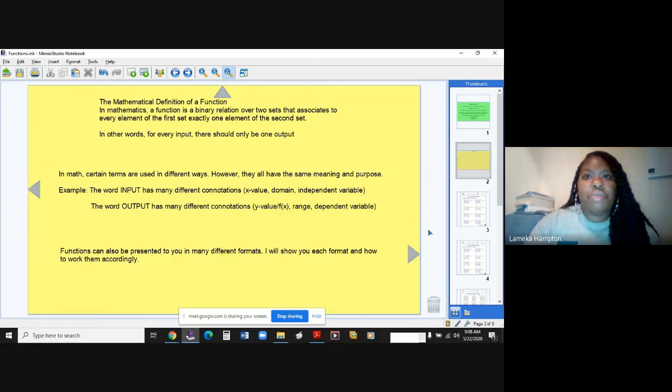Functions can also be presented in many different ways. Okay, so again, I am going to go through each format of how functions can appear or what you may potentially see on your math GED exam, or if you're not looking for a GED and you are trying to refresh yourself on these things, I can show you the ways that you can identify functions. Okay.